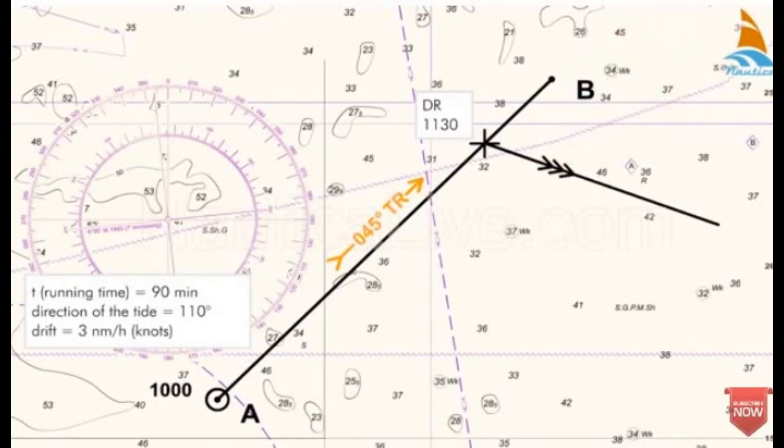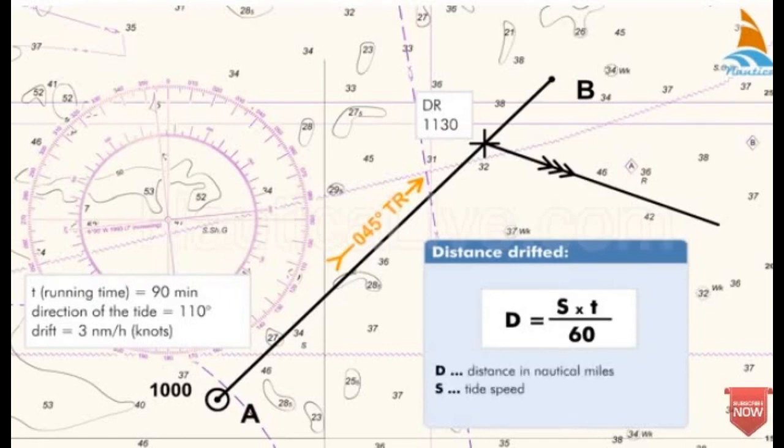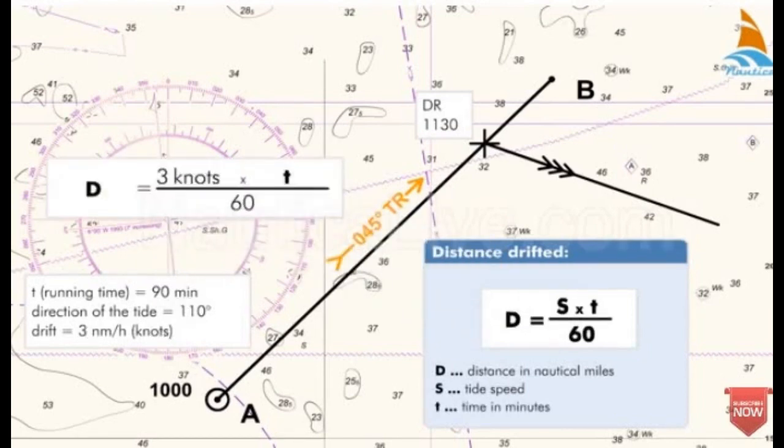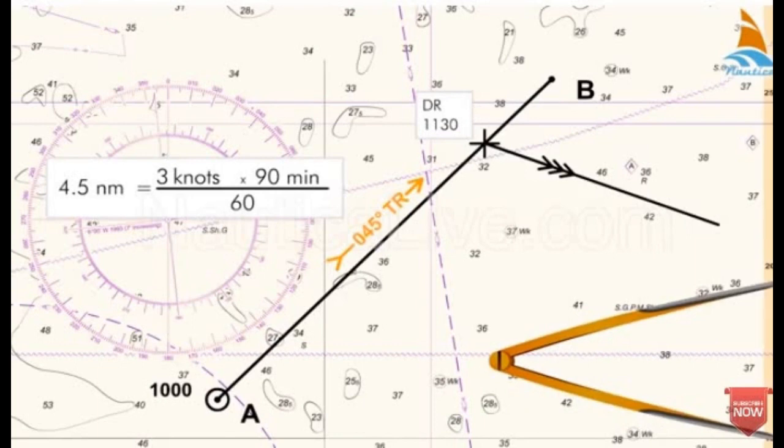To apply the drift, speed of the tide on the 11:30 dead reckoning DR position to our time frame, we use the formula d is equal to s times t divided by 60, where d is the distance in nautical miles, s is the tide speed, and t is the time in minutes. In our case, 3 knots times 90 minutes divided by 60 equals 4.5 nautical miles. Using the dividers, we span a distance of 4.5 miles on the latitude scale which is closest to the course line and which runs along the sides of the chart.